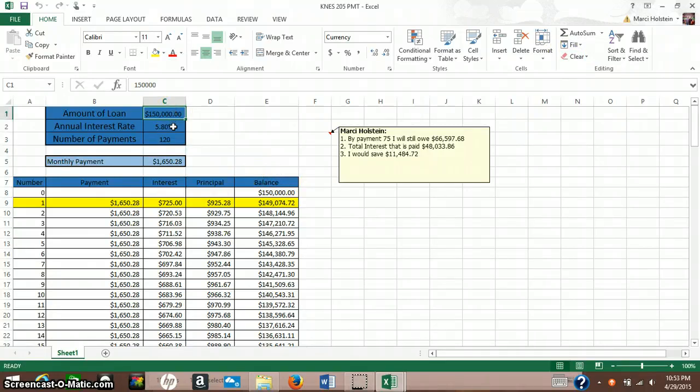We have an annual interest rate of 5.8% and the number of payments would be 120 because we're paying it over a 10-year span. To get our monthly payment, we would do a PMT of our annual interest rate divided by 12, including our 120 payments, and minus our amount of loan. That's how we figure out our monthly payment.